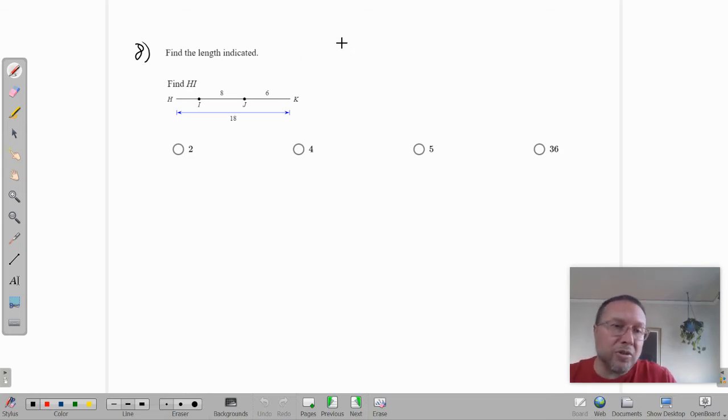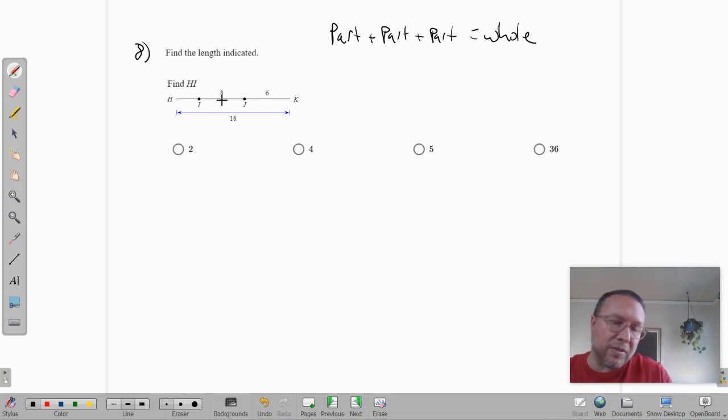Number 8 is very similar to 7, except we took 2 pit stops on our road trip here. So now we have part plus part equals the whole. Same idea, and we could throw in other pit stops, 4, 5. It doesn't matter, it's just how many segments of the trip add up to the whole trip, right? I don't know what this is here. They didn't use a question mark this time, so I'll just write in X. So X plus the second part of the trip was 8, plus the third part of the trip was 6, and the total trip was 18.